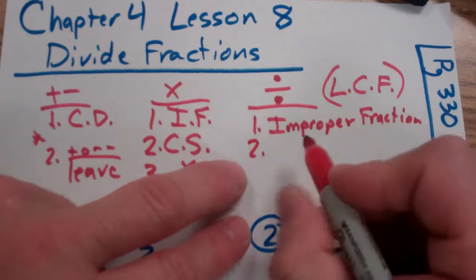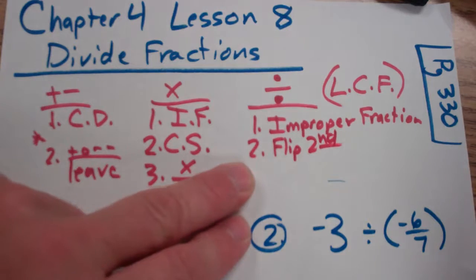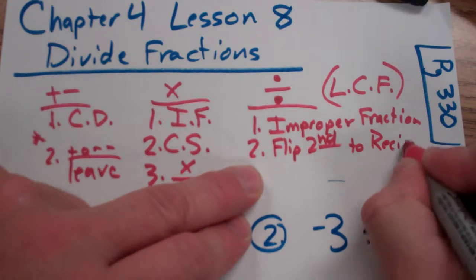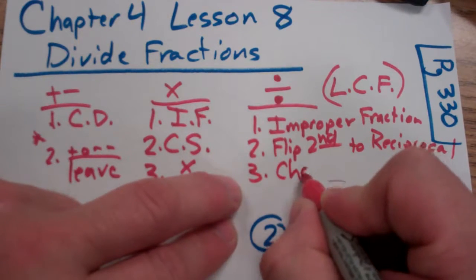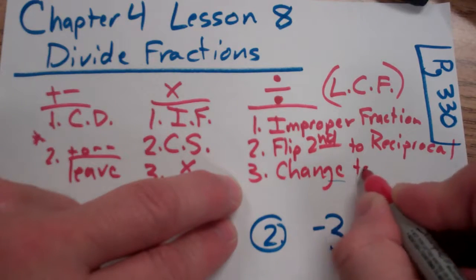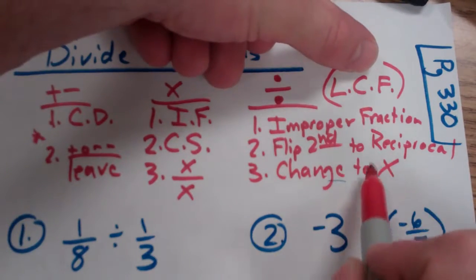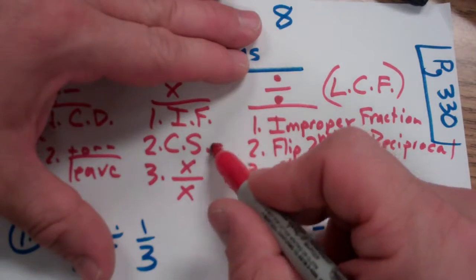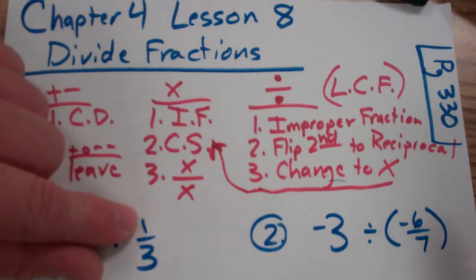Second, we flip the second to its reciprocal. Has to be the second one. If you flip the first one, you'll get it wrong. And third, change to multiply. So that was my leave the first one alone, change it to multiplication, flip the second one to its reciprocal, and then guess what? You're over in a multiplication problem, which we've already learned. So cross simplify, multiply the tops and bottoms.